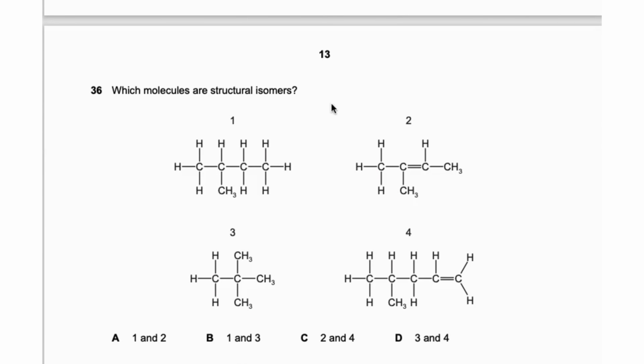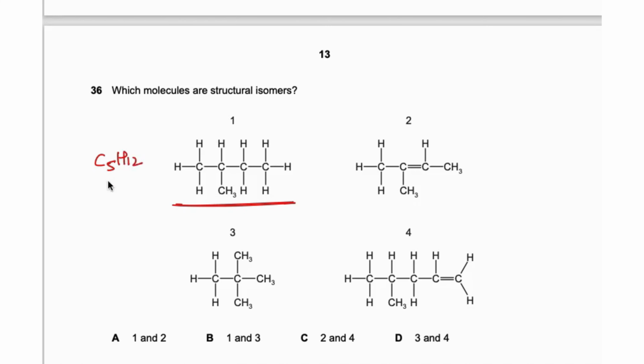36. Which molecules are structural isomers? Structural isomers means they have the same molecular formula but different structural formula. This compound has 5 carbon, C5. And how many hydrogen? 12. C5H12.